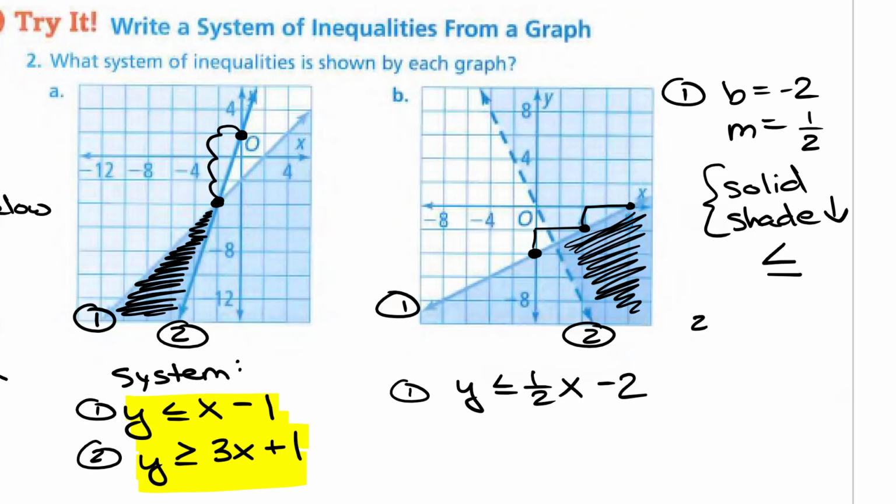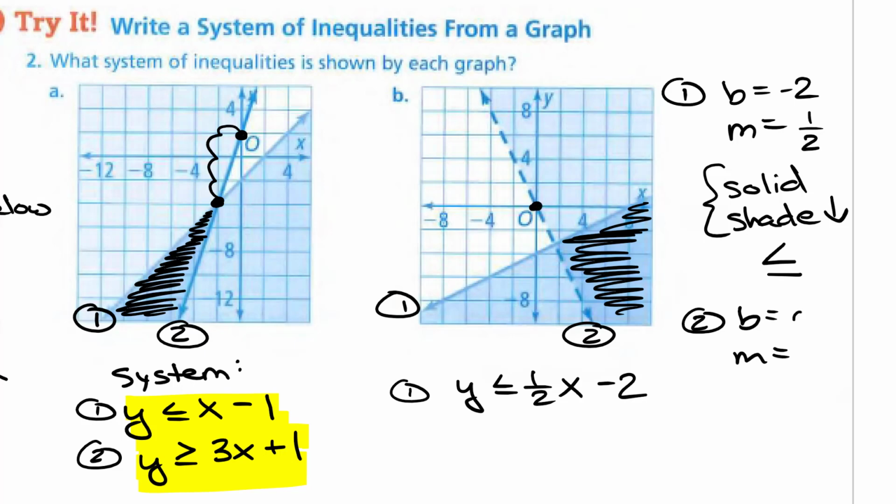And then for line 2, let's see, your b and your m. My b, my intercept, is at the origin, one of those 0 ones. And then for my m, let's find another point here. It looks like we go down 2 to the right 1. So -2 over 1, or just -2. Now this line is dotted, and it looks like my shaded region to the right is above. So we shade above.